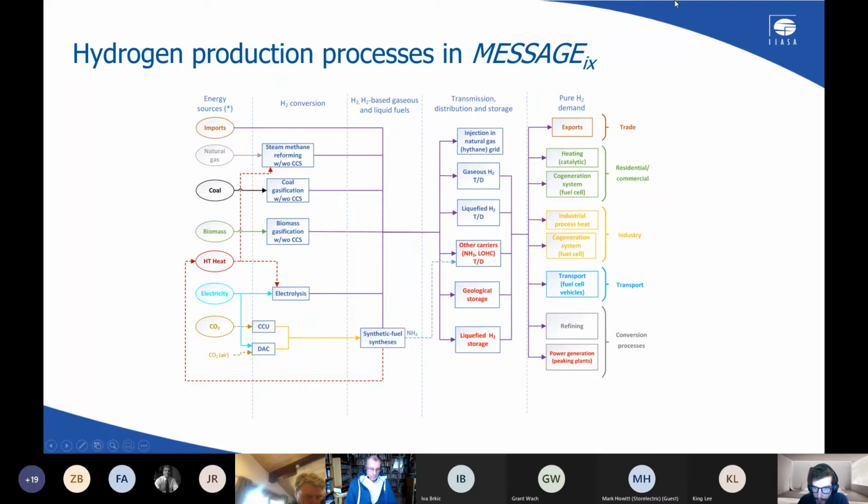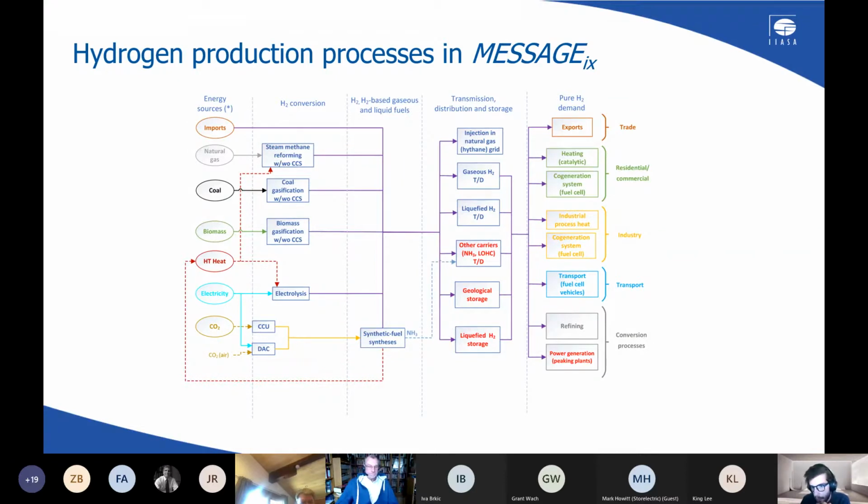Eventually, we also have technologies on the end-use side, mostly focused on the three end-use sectors, so residential, industry, and transport, with representation in the case of transport of fuel cell vehicles. In industry, we are aggregating the demands into electricity and heat. So it's kind of an aggregated methodology that we have, and so we have technologies representing those efficiencies, and also more or less the same in the residential through catalytic heating and also cogeneration systems.